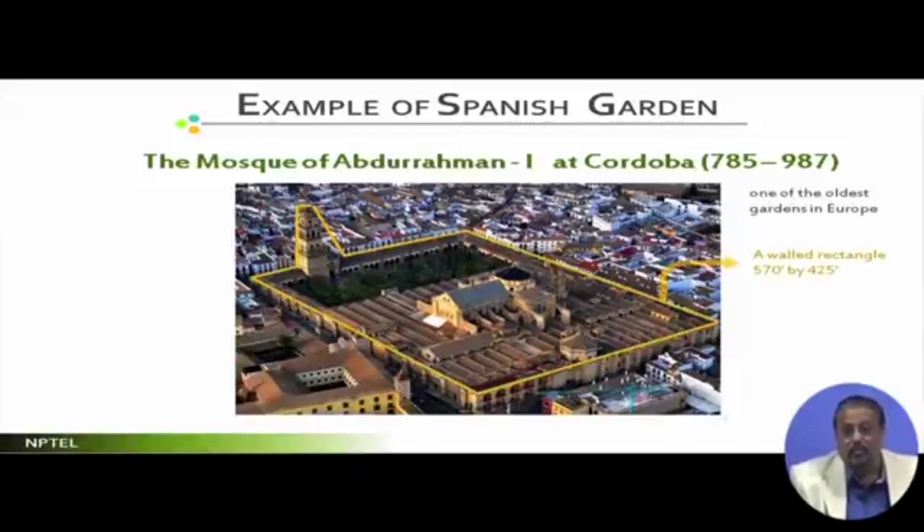So this is the perimeter, a walled rectangle. The dimension is 570 by 425 feet. This is the mosque domain, within which one third of the area they have reserved for nature, and the two thirds they have used for their sanctuary.